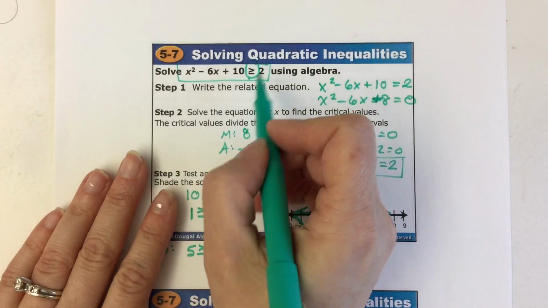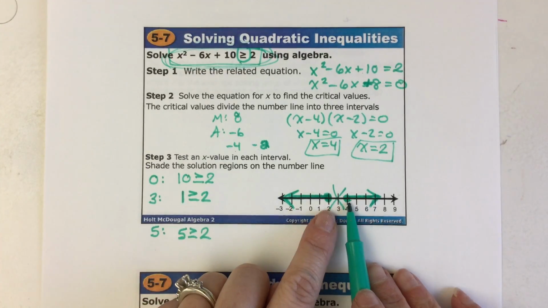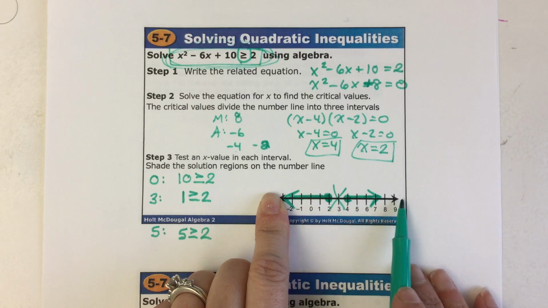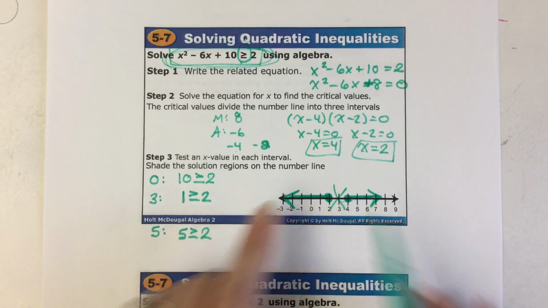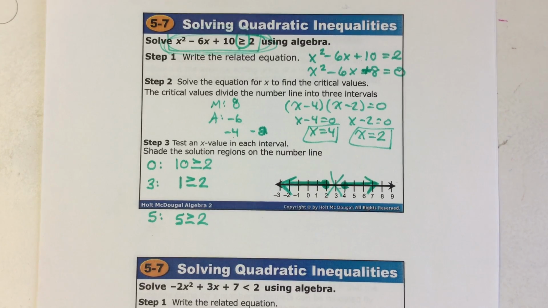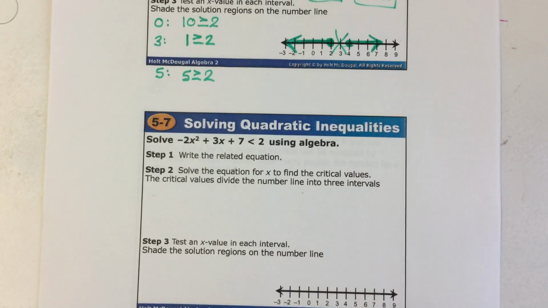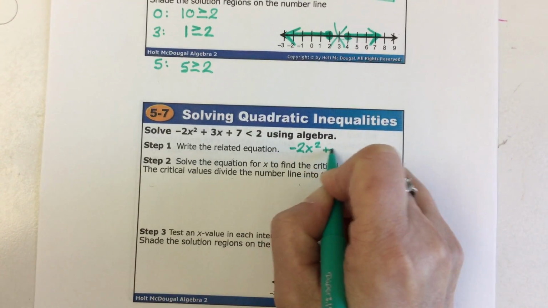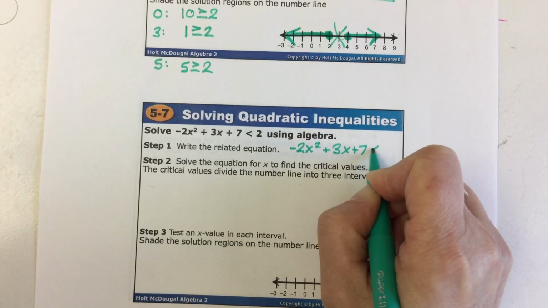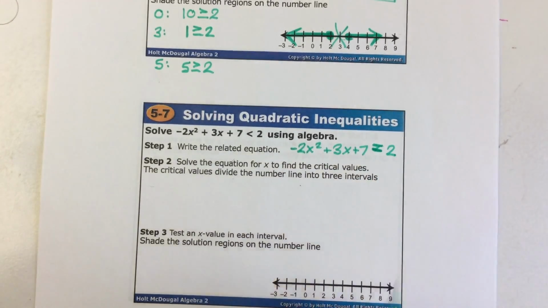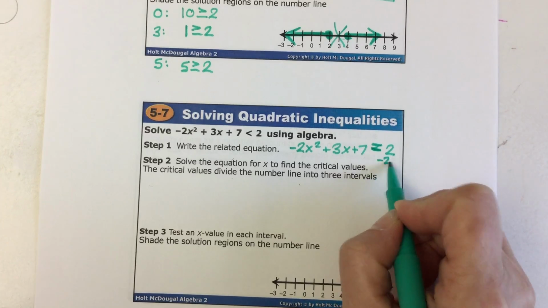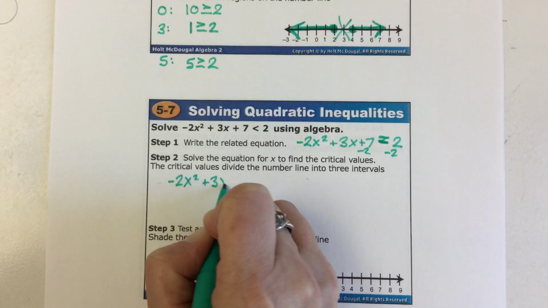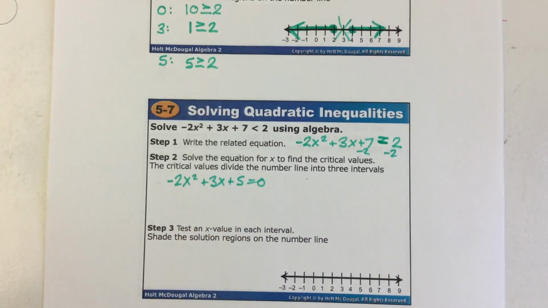So if I want this inequality to be true, I need to pick numbers that are 2 or less, or 4 or greater than that. So basically, I cannot choose any number between 2 and 4. Let's look at another one. Step 1, write the related equation. So negative 2x squared plus 3x plus 7 is equal to 2. If I want it set equal to 0, I'm going to go ahead and minus 2. So negative 2x squared plus 3x plus 5 equals 0.